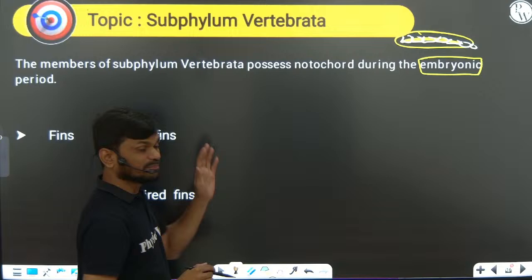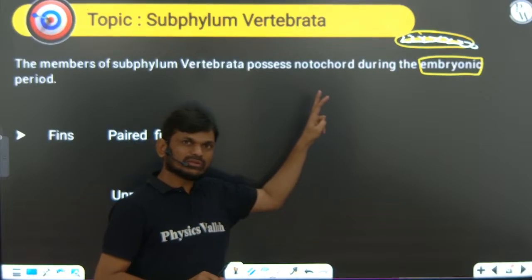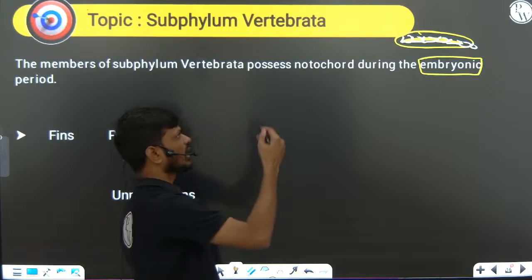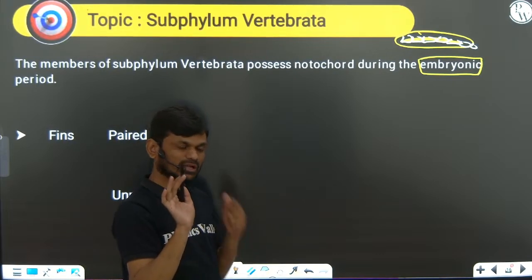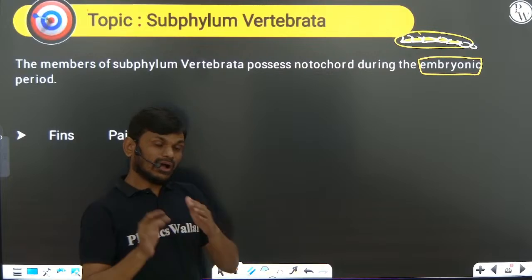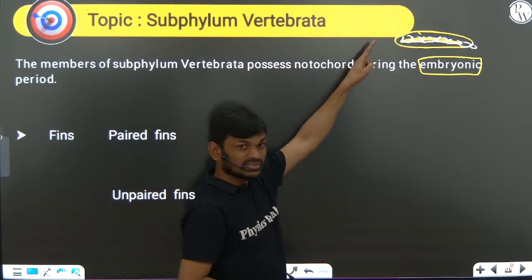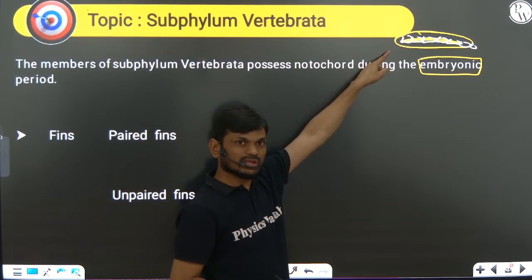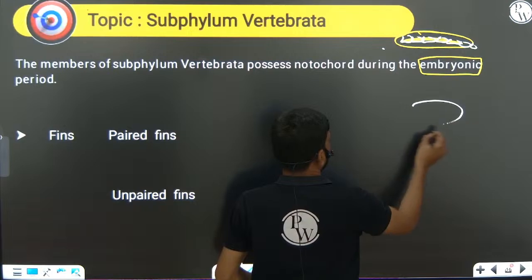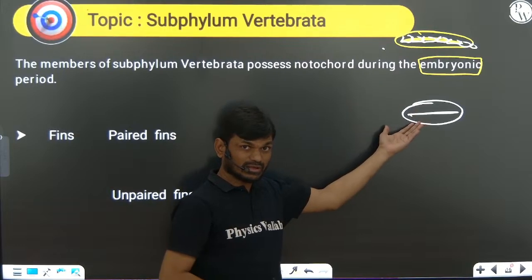Simple, you remember: in vertebrates, the notochord is only present during the embryonic stage, but in adults it is replaced with either cartilage or bone. That's why all vertebrates are chordates, because in the early embryonic stage of these vertebrates there is a notochord. If a notochord is present, we can say they are chordates.